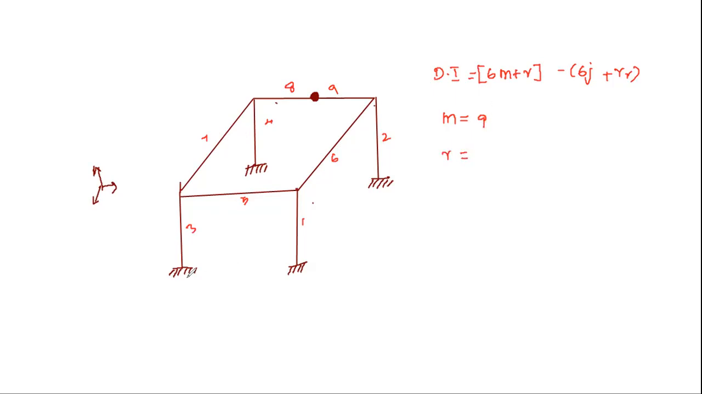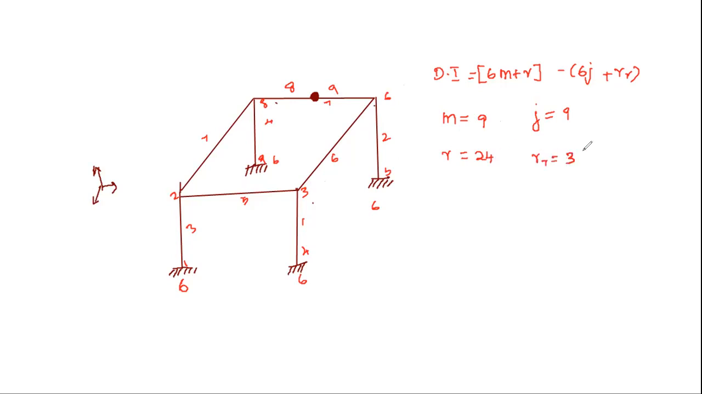What is the number of reactions? Sorry, it is 6, since it is a three-dimensional structure. 6 for each fixed support, so 6, 6, 6, and 6. So the total number of reactions is 4 into 6, 24. Next is counting the number of joints: 1, 2, 3, 4, 5, 6, 7, 8, and 9. So the total number of joints is 9.